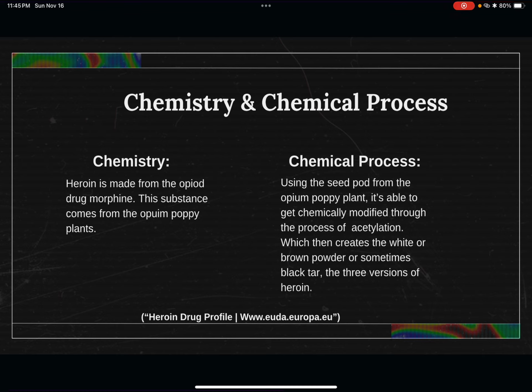The chemical process for this comes from the seed pod of the plant itself, and from that it comes from a sap, I've seen in pictures, and it can be chemically modified, and while sitting, it can form into the black tar, and as it sits, you can grind it down into the white or brown powder.